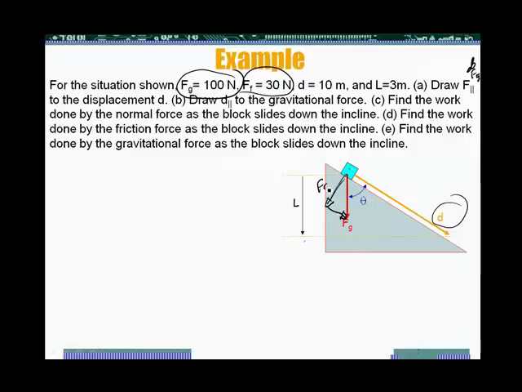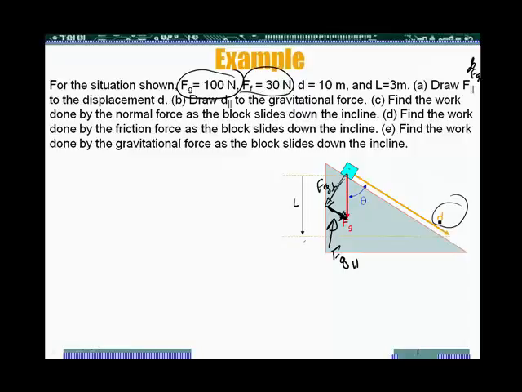So this is Fg perpendicular. And parallel to the incline, that's what's going to be responsible, along with the friction force, for the acceleration of the block, for the value of the acceleration of the block. This would be Fg parallel. So Fg parallel is parallel to d.